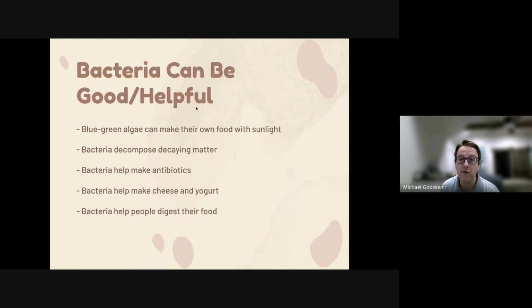They could be good and helpful. So a lot of people hear the word bacteria and they're like, oh no, it's automatically a bad thing. Well, we all have bacteria that lives inside our stomachs that help us digest food. Bacteria also helps decompose decaying matter, can make antibiotics, which is medicine, and help make cheese and yogurt. So bacteria can be very helpful.